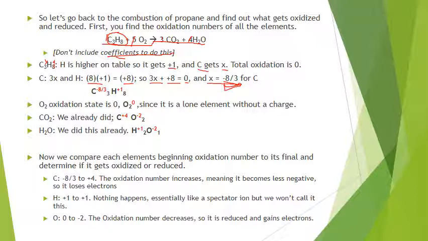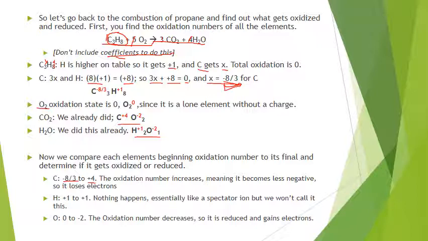Oxidation state of O2 is 0, since it's all by itself. Carbon dioxide we did already, and water we did already. Now what we can do is compare each element at the beginning and end of their oxidation numbers to see what happens to them. So carbon goes from minus 8/3 to plus 4.